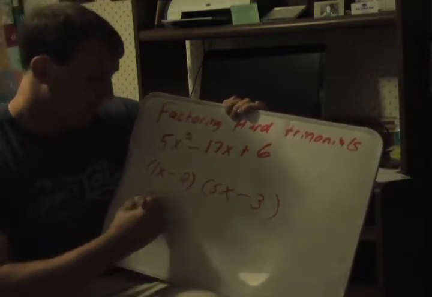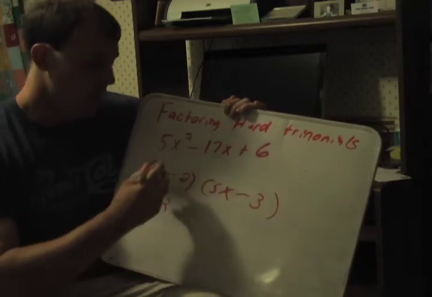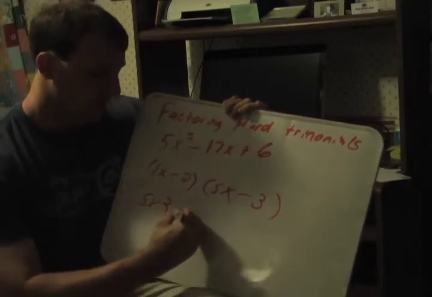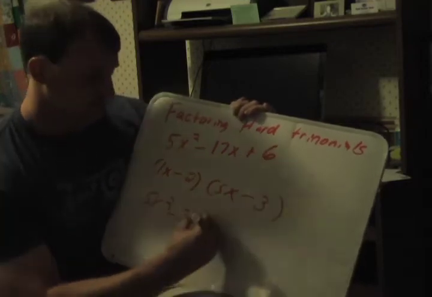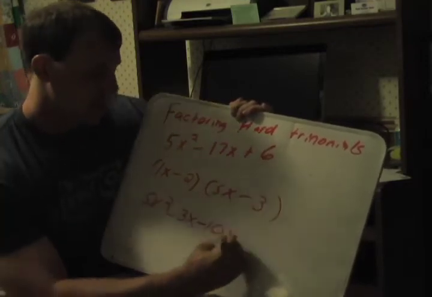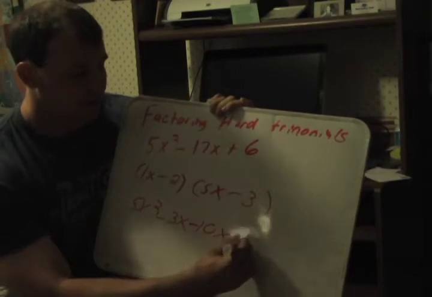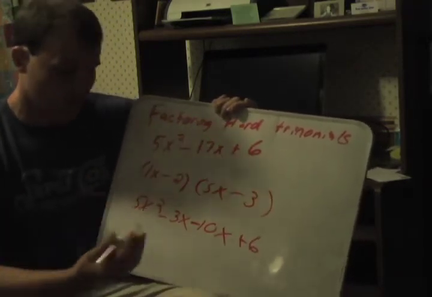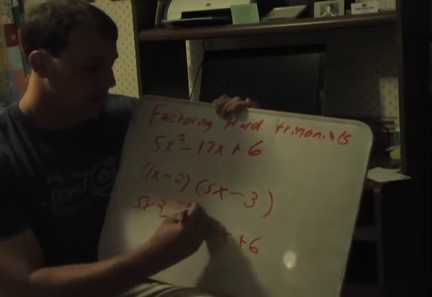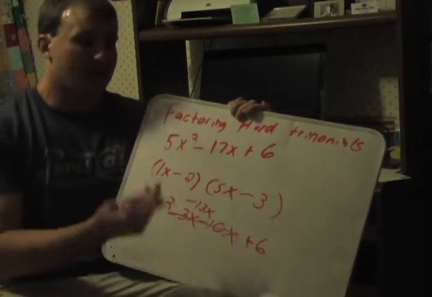FOIL, 1x times 5x is 5x squared. 1x times negative 3 is negative 3x. Negative 2 times 5x is negative 10x. And negative 2 times negative 3 is positive 6. Like terms, negative 3x minus 10x is negative 13x. So, again, it doesn't match up.